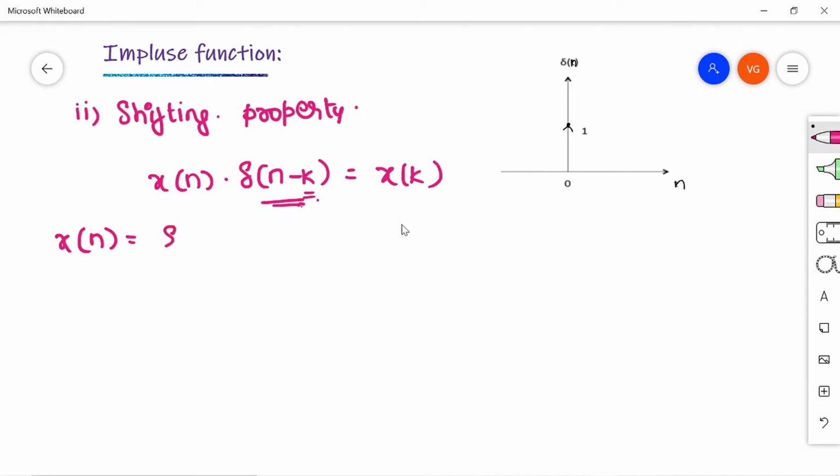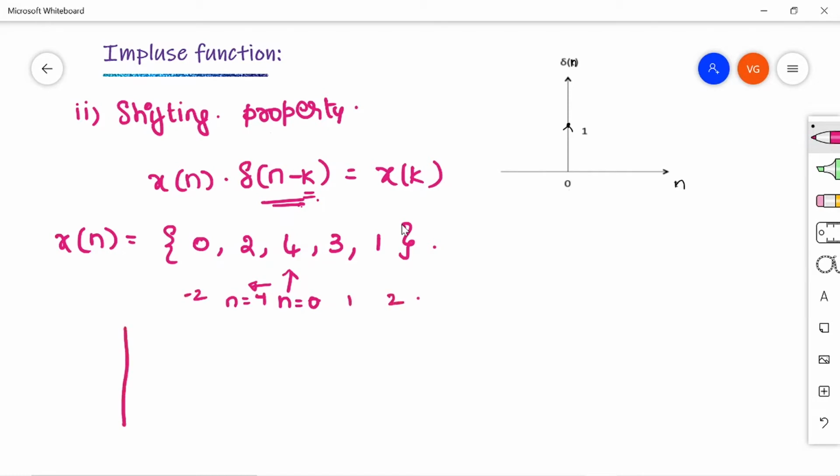Suppose consider x of n as a sequence of values here. So 0, 2, 4, 3, something I'm taking some 1, right? So my n is equal to 0 I'm marking here. So towards my left side this is n is equal to minus 1 and minus 2. This is plus 1 and plus 2. So let us indicate this on the picture. This is x of n and I'm marking this as n.